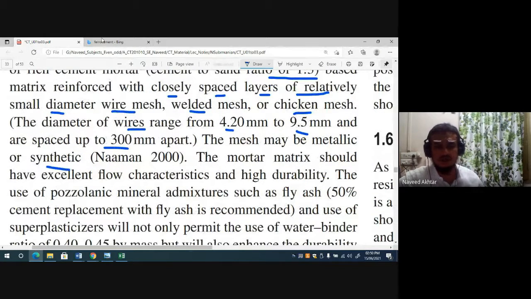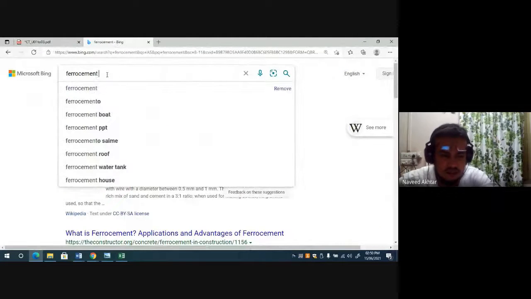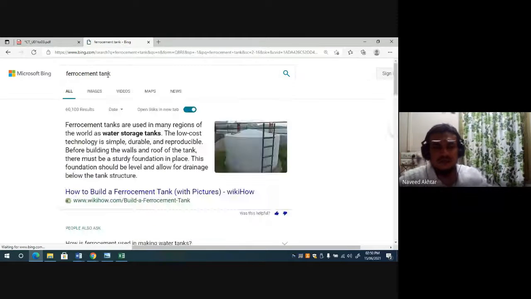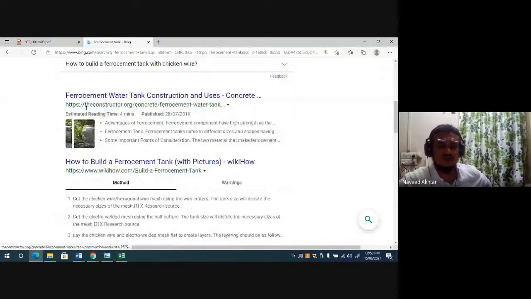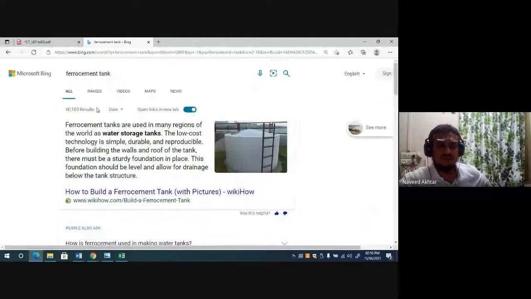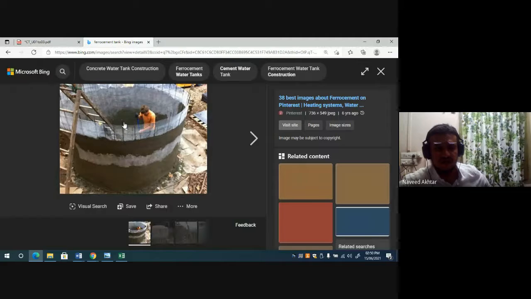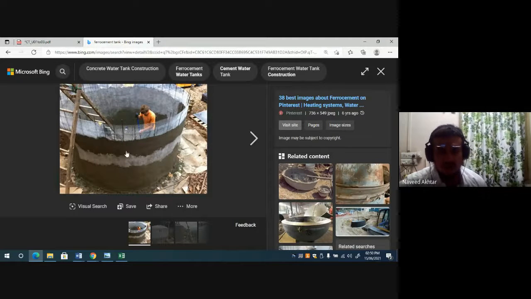In Malegaon also, you can see the ferrocement tanks are produced. Generally, septic tanks and ferrocement water tanks are produced. If you see the images, you can find many such images. So ferrocement tanks are made with wire mesh and plastering is going on. So these are known as ferrocement.